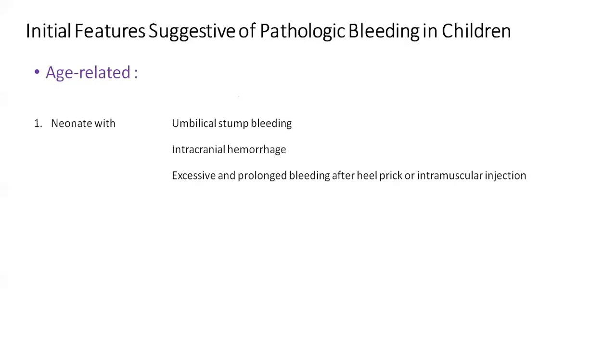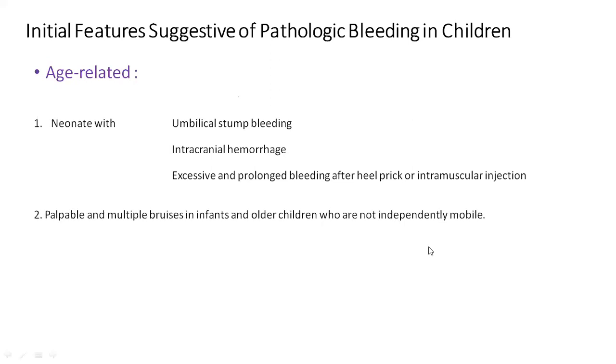So the features suggestive of pathological bleeding in children are age related. A newborn with umbilical stump bleeding, intracranial hemorrhage, excessive bleeding following a heel prick or intramuscular injection. These are the common things we'll find out. Like when given an IM injection to a neonate, a vaccination, and the neonate has prolonged bleeding, then you need to suspect, okay, there's something wrong with the bleeding.